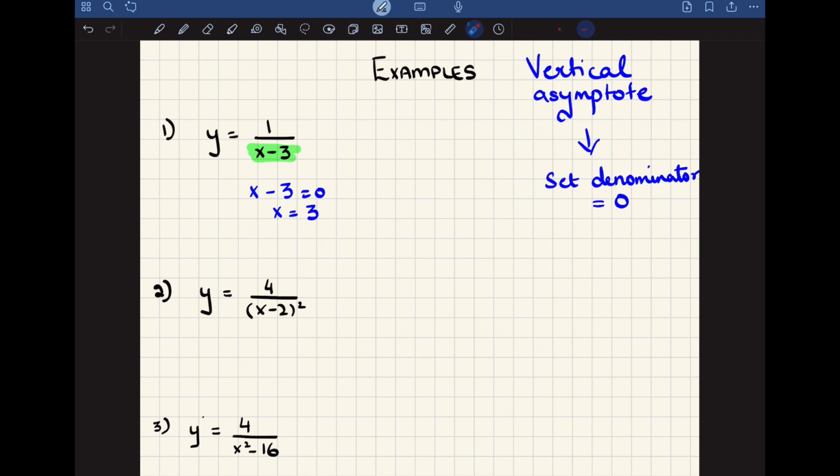Okay, let's try the second example, which is a squared reciprocal function. So what is the denominator here? x minus 2 whole squared. Let's equate that to 0. x minus 2 whole squared equals 0. We take the square to the other side, it becomes a square root. Since we have a 0 there, it's going to remain 0. x equals 2. So what is the equation of the vertical asymptote in this case? It is x equals 2.